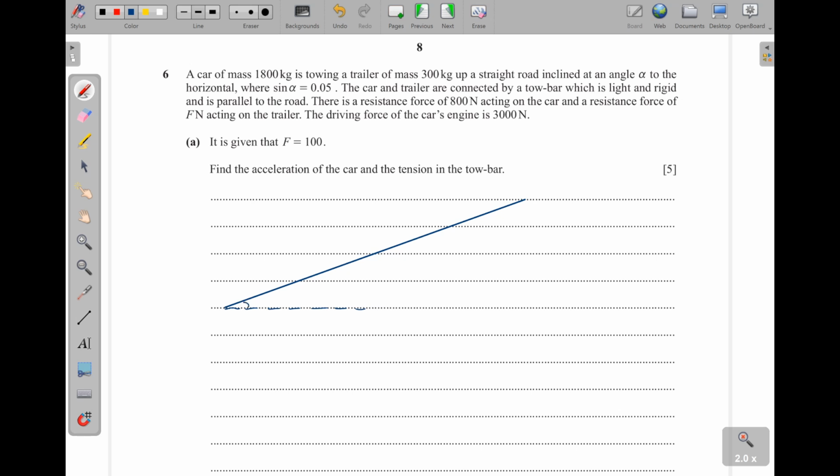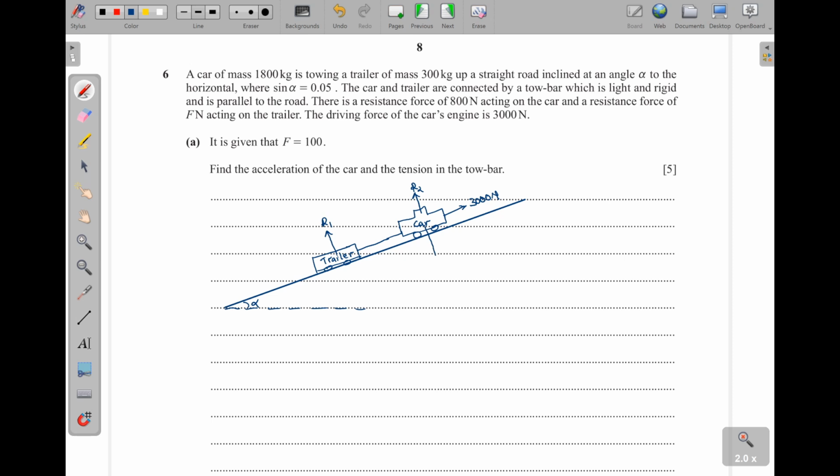we have the angle here as alpha. So if this is the trailer and then connected to the car, it's just a sketch. There is even no mark for it, but it helps you to interpret. So this car here, and this is the trailer. The car has a driving force of 3,000 newtons. Now, there is the normal reaction, and the normal reactions here are going to be different, the one on the trailer and the one on the car, because they don't have the same mass, okay?